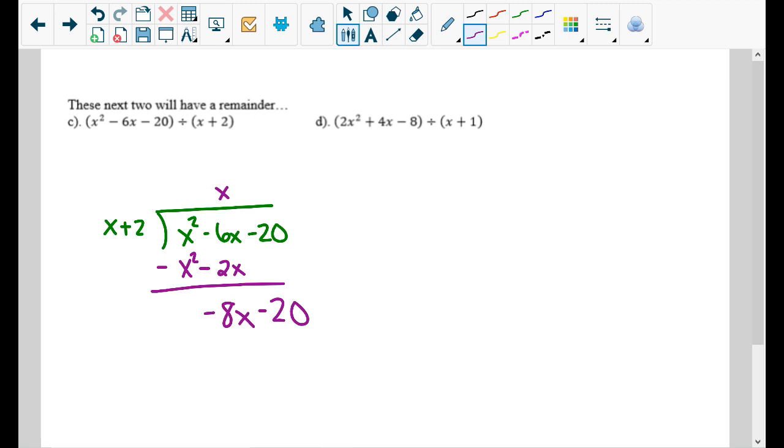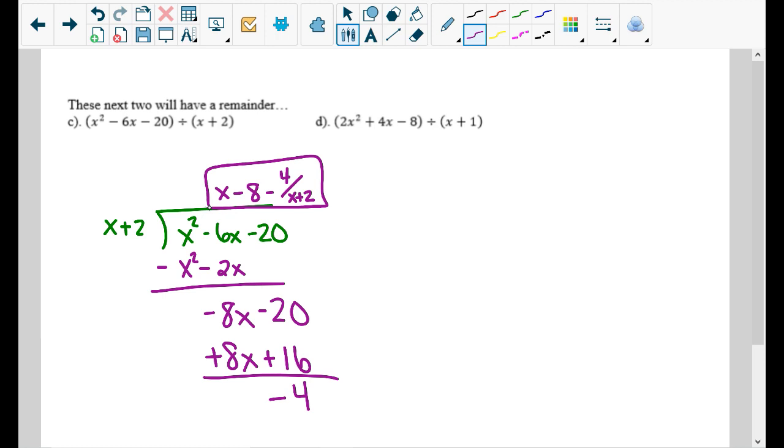So what times x gives me negative 8x? Negative 8. So negative 8 times x, negative 8x. Negative 8 times a positive 2 is a negative 16. So again, subtract. So now they both become positives. So negative 8x plus 8x is 0. Negative 20 plus 16 gives me a negative 4. So again, just like we did before, this sign is going to go up top. 4 is my remainder, and it's being divided by x plus 2 on the bottom.